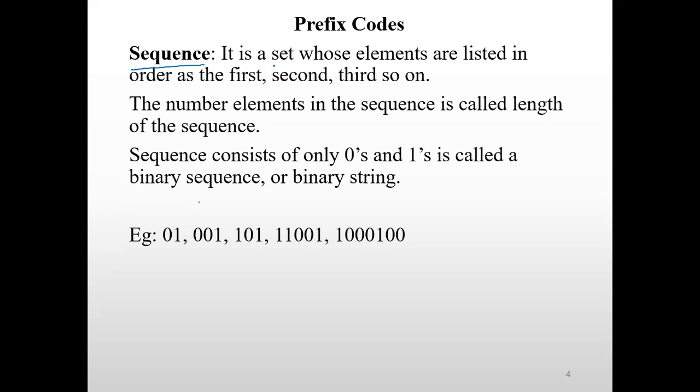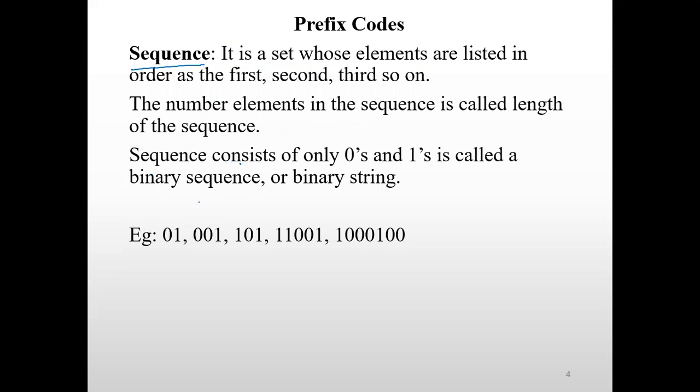A sequence is a set whose elements are listed in order, arranged as the first element, second element, third element, and so on up to the nth element. The number of elements in the sequence is called the length of the sequence. The number of elements present in the sequence contributes to the length of the sequence.